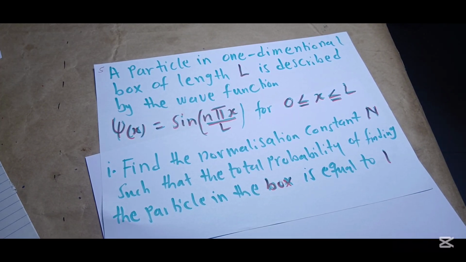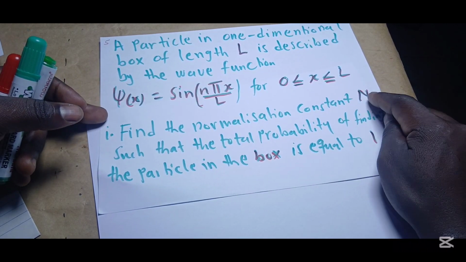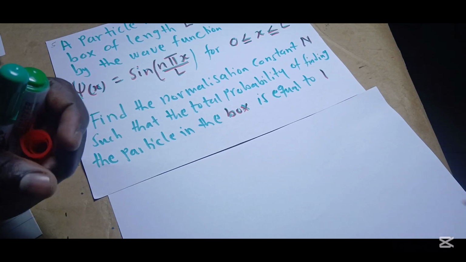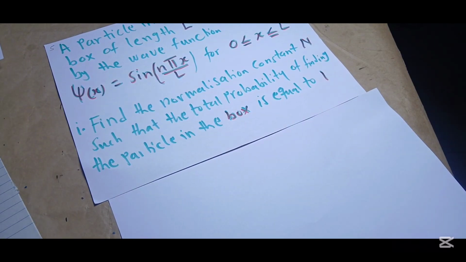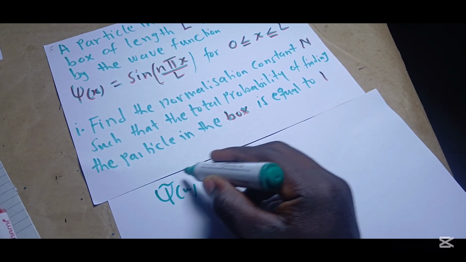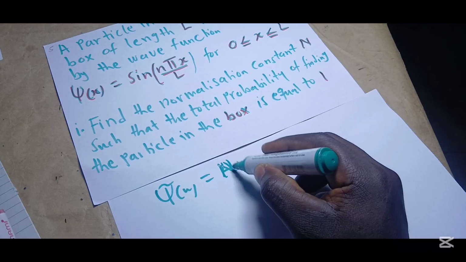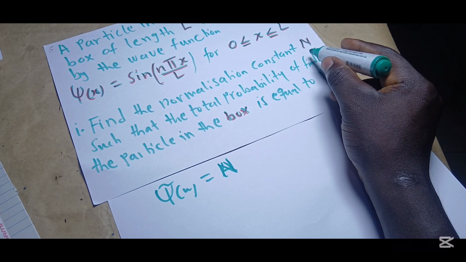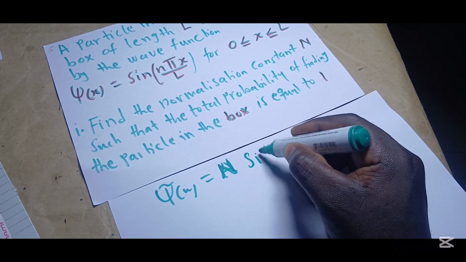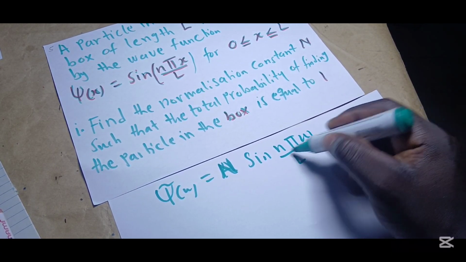So in this problem, we've been given the interval from 0 to L, and we have to find the normalization constant. The wave function is not normalized. For it to be a normalized wave function, we should multiply the original function by the normalization constant. In this case, the question says we should call it n. So we multiply n by sine n pi x all over L.